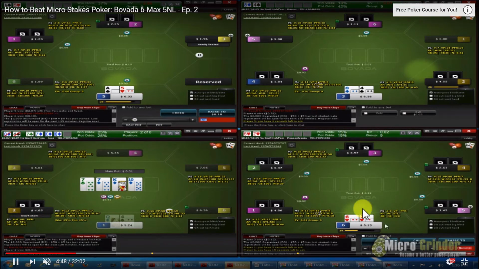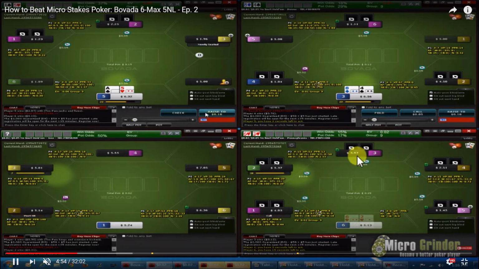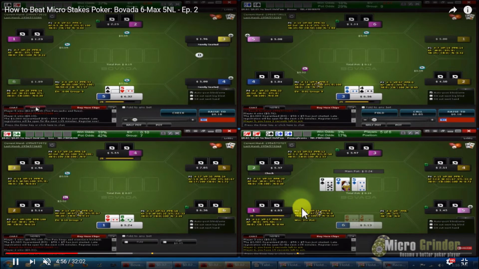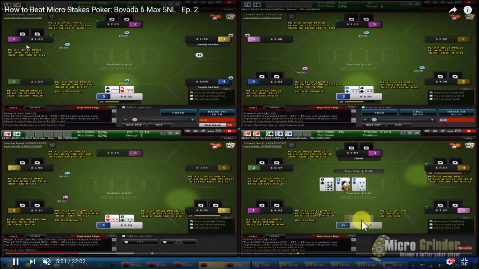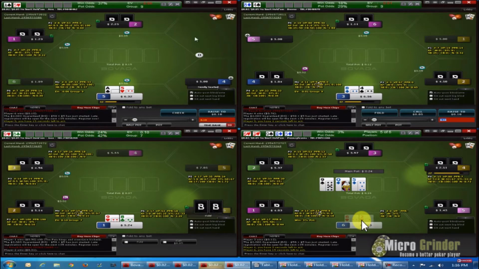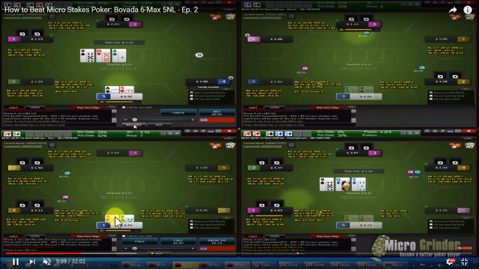This would be a good spot to overlimp. It's not a great hand, but we have all these people limping in, and we're on a really passive table. I should be limping in a hand like that even though it's super weak. Should be opening this on the button.